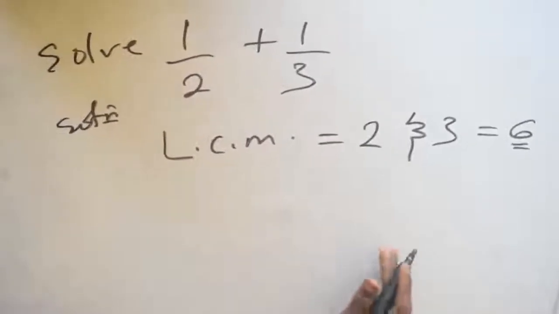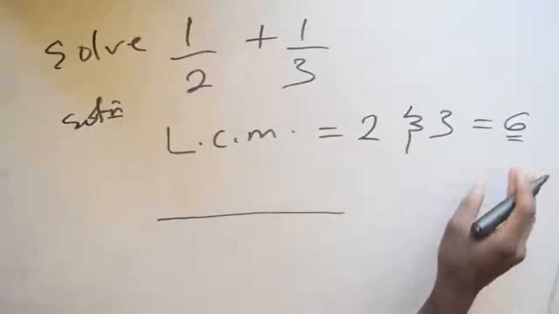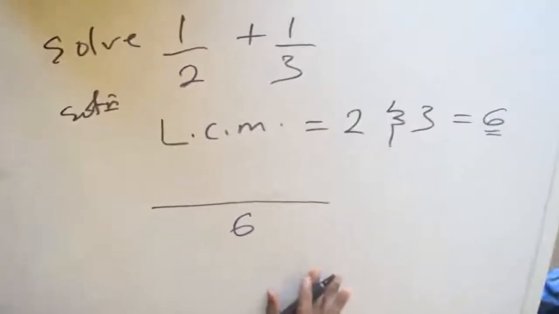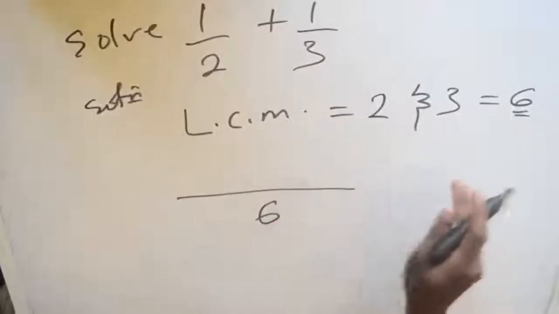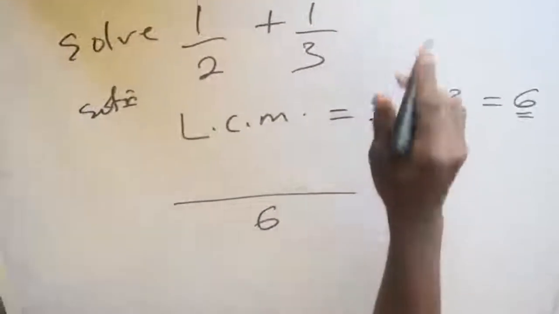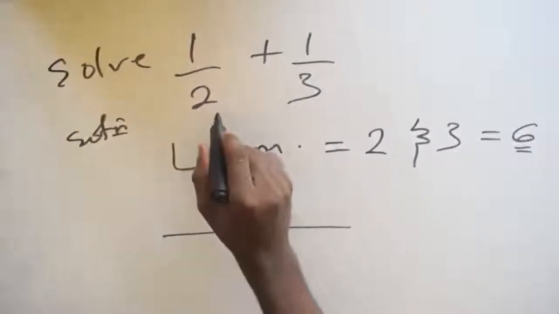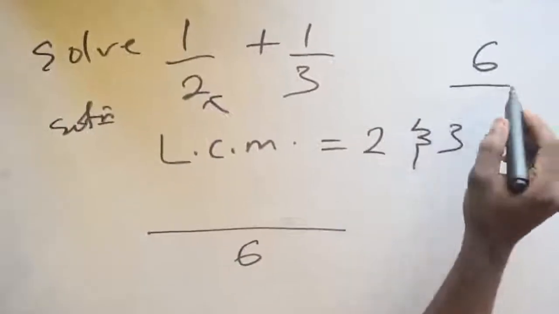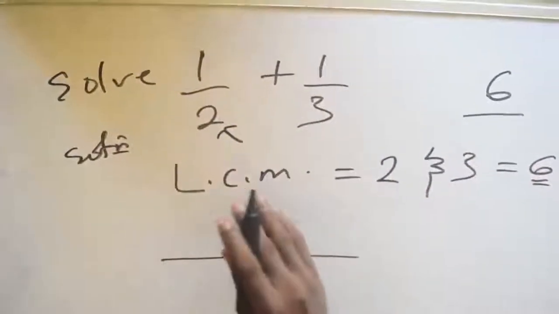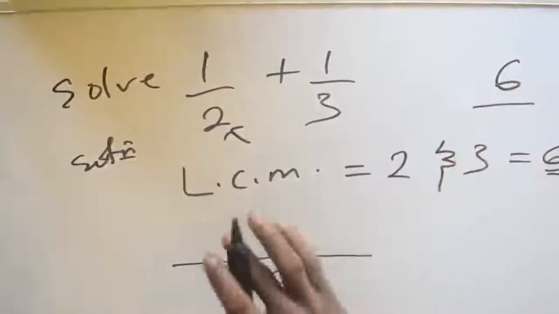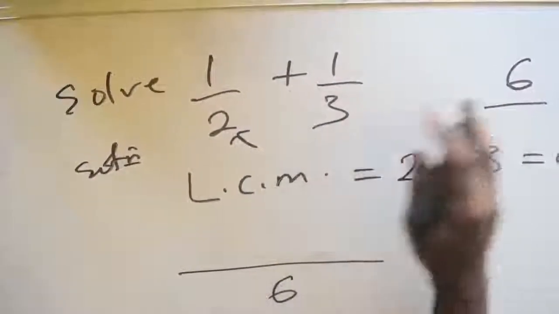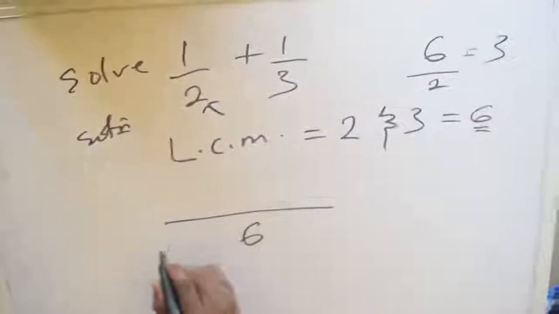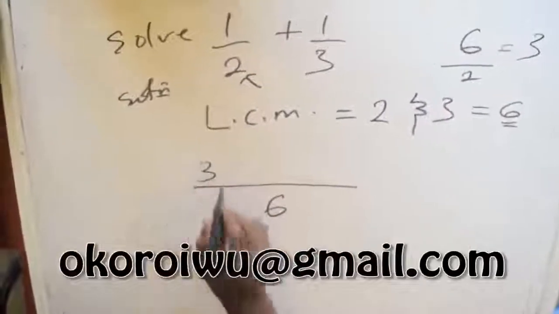So the LCM of 2 and 3 is nothing but 6. So what we do, we just draw a line and put the value of the LCM. The LCM here is 6, put it below. It will now become our new denominator. So we take the LCM and divide it by the denominator of each fraction. The first denominator here is 2. We divide the LCM, 6, by the first denominator, 2. Then we have 3 here. Whatever you get, which is 3, we bring it down.